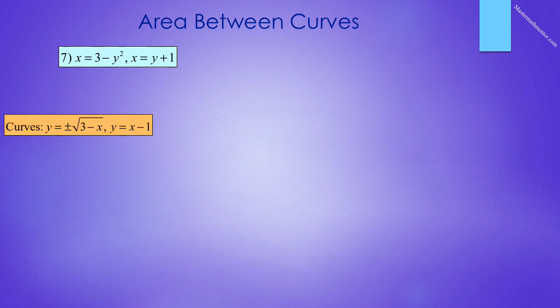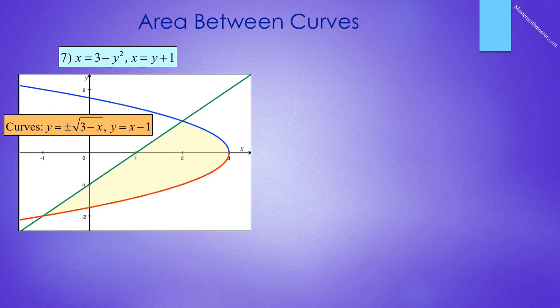We first solve for y, and luckily it is easy in both cases. For the quadratic, we get y is equal to plus or minus the square root of 3 minus x, and for the line we get y is equal to x minus 1. We now graph the curves, and there are 3 of them. Y equals the square root of 3 minus x in blue, y equals negative square root of 3 minus x in red, and y equals x minus 1 in green.